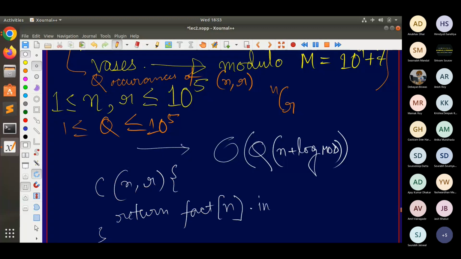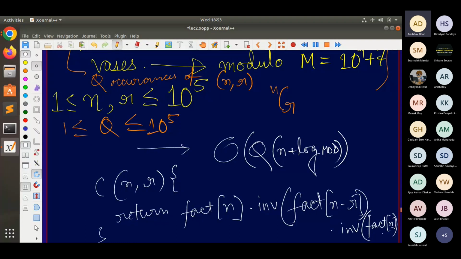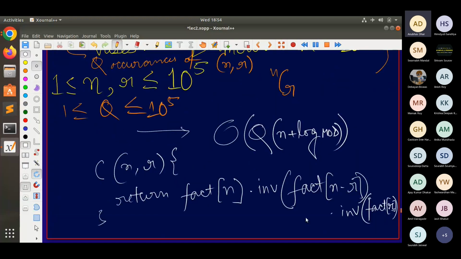So I've been writing it as the inverse of factorial of n minus r times the inverse of factorial of r. So you can as well multiply these two, take their inverse, and multiply that with factorial n. So this should be r. And okay, there should be a semicolon after this, but you understand, right? Can anyone tell me the complexity of this program?